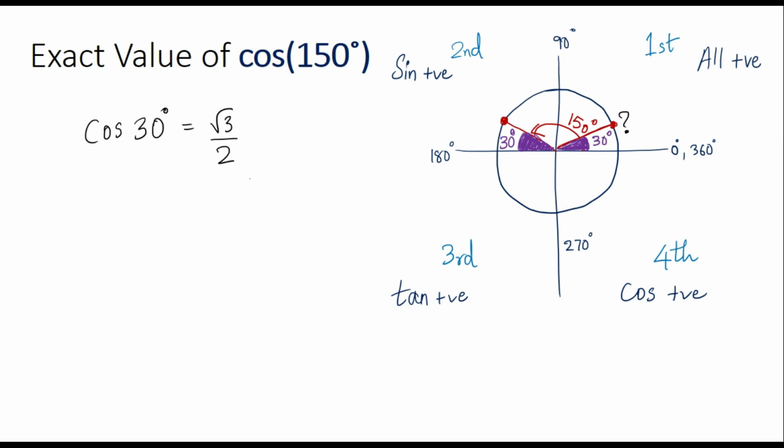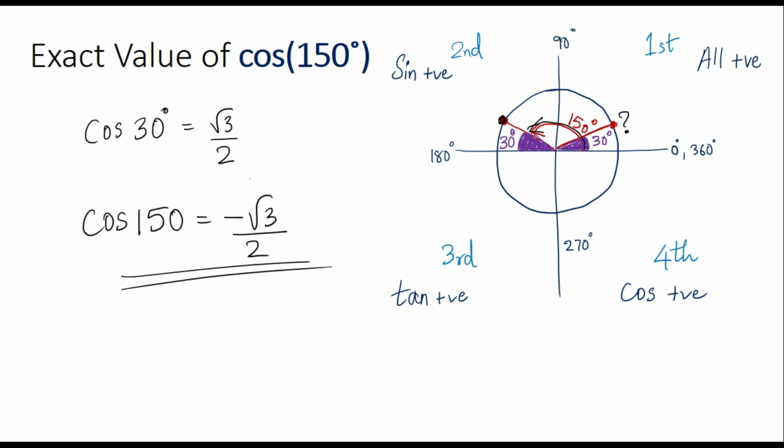Now obviously cos 30 being in the first quadrant has to be positive, but we know that we are looking for cos 150, which is in the second quadrant, and hence the value for cos 150 is going to be negative root 3 over 2. So this is what you do every time. You take the acute angle in the first quadrant, find the value, and then decide the sign, whether it's positive or negative, based on the quadrant that the function falls in. That's it.